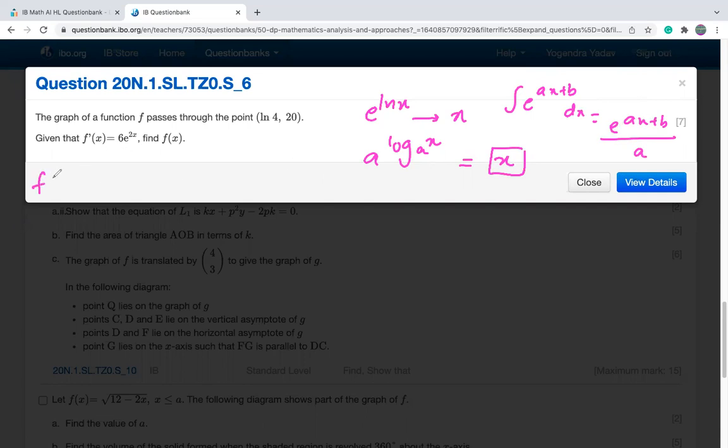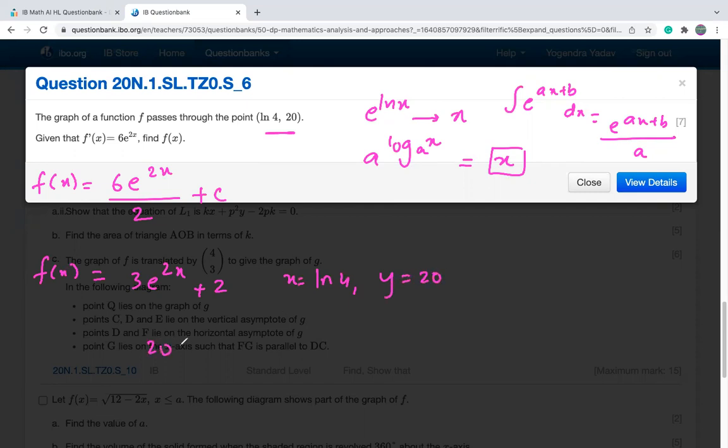So f dash x has been given. So f of x is going to be 6 e to the power 2x over 2 plus c. This e to the power 2x upon 2 we got because of this particular rule. So we get the function as 3 e to the power 2x plus c. Now the next part is to substitute x as ln 4, y as 20. So 20 equals 3 e to the power 2 ln 4, plus c.